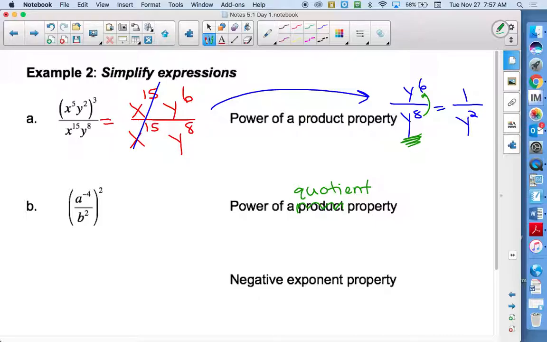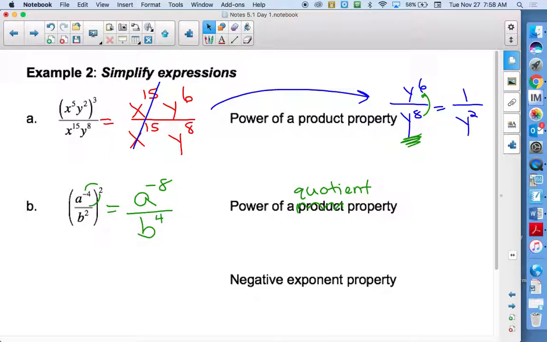So, Rebecca, what would that power outside do to the inside exponents? Okay, so we distribute to both of them. So that gives us a to the negative 8 and b to the 4th. And then the next step says the negative exponent property. What does that mean you're supposed to do, Rebecca? Good.